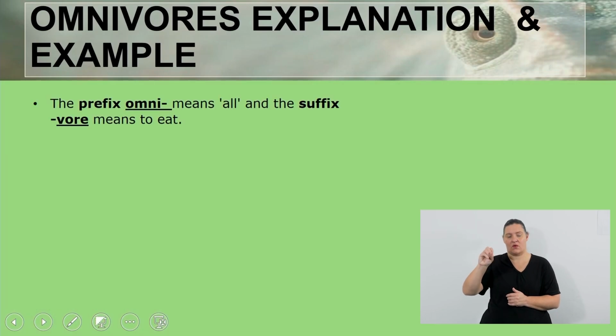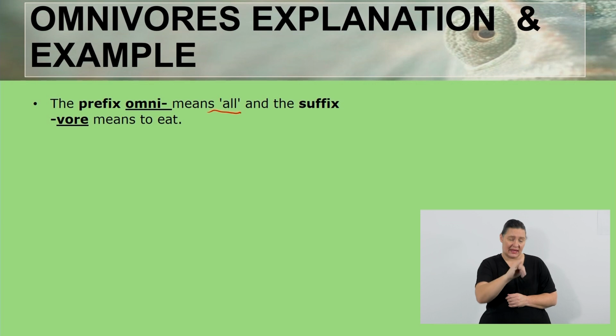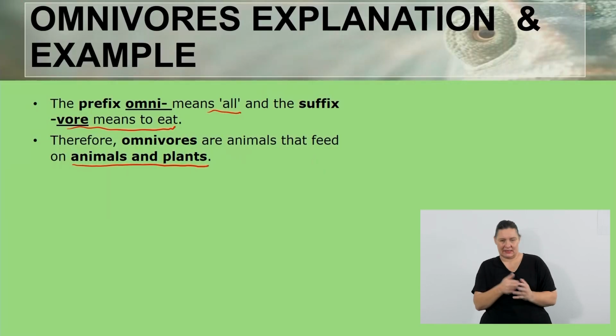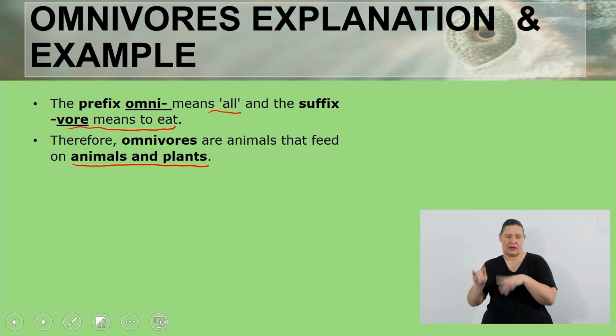Now we are going to move on to our third type of consumer, which is our omnivores. The term omni means all, and vor, again, still the same thing, to eat. So all eats, which means omnivores eat both animals and plants. That is what omnivores are. These are animals that feed on both plants and animals.